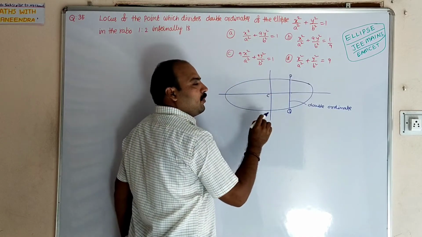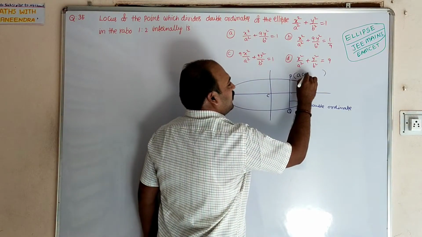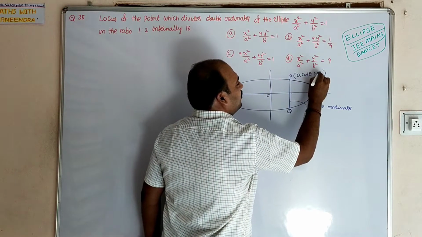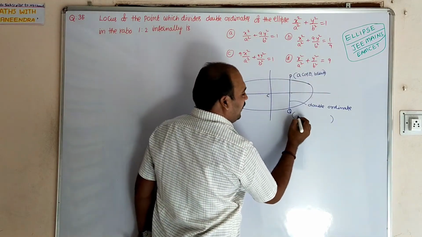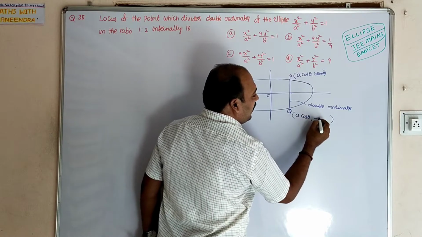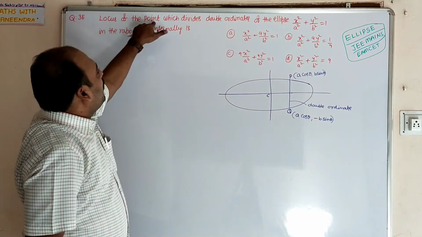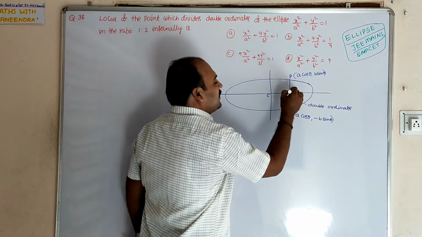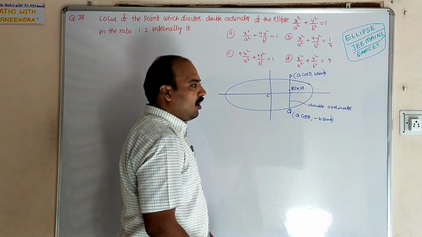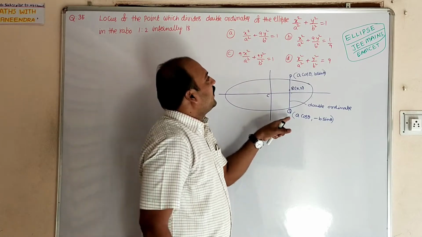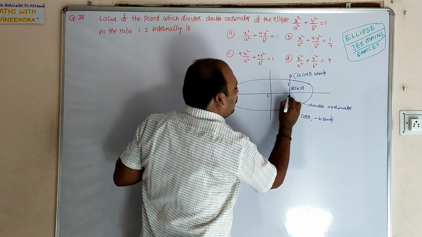The coordinates of double ordinate, the point which lies on the ellipse is in the form generally a cos theta comma b sin theta, which is in the first coordinate, both are positive. Q point, by observing it is in the fourth quadrant, a cos theta comma minus b sin theta. This is the double ordinate. Locus of the point which divides. So let us consider any point here, some R of x comma y, which divides in the ratio of 1:2. So from here to here it is 1 unit, from here to here 1 unit.